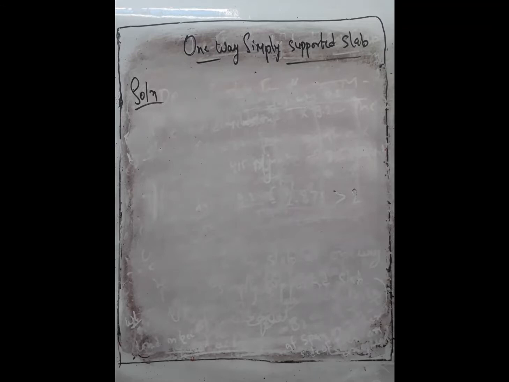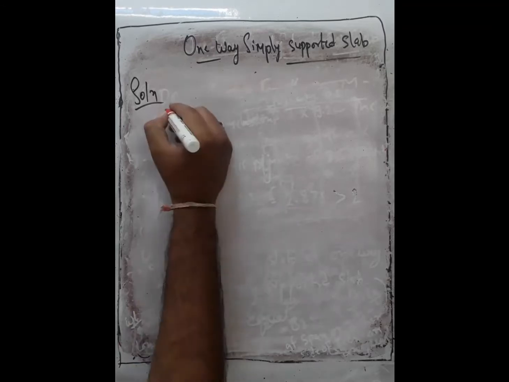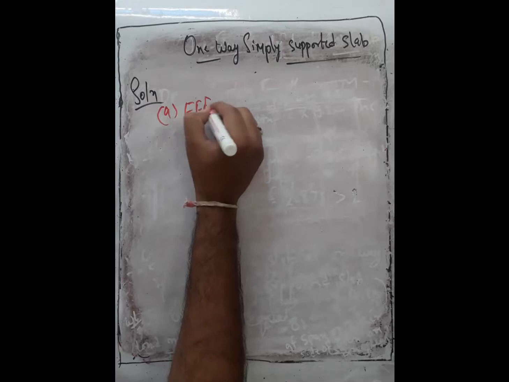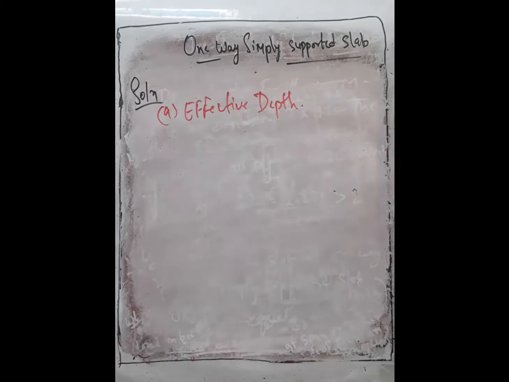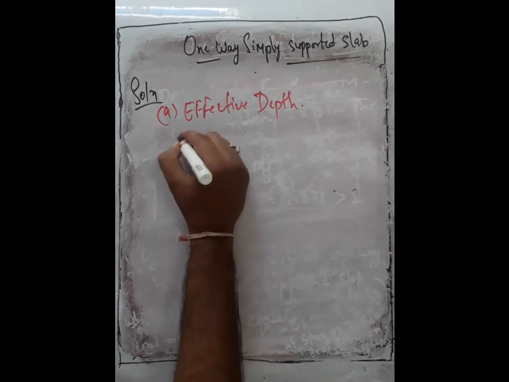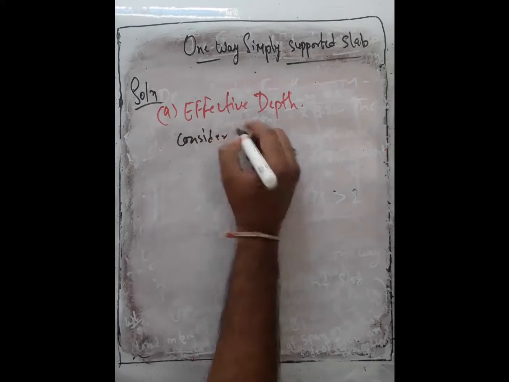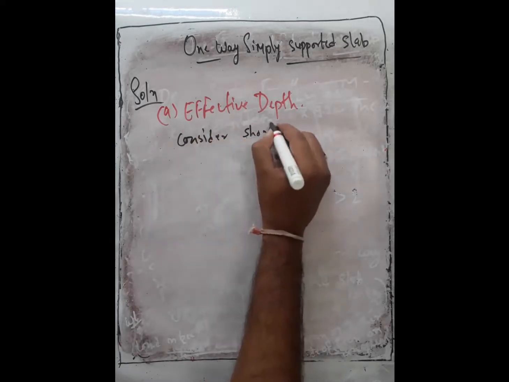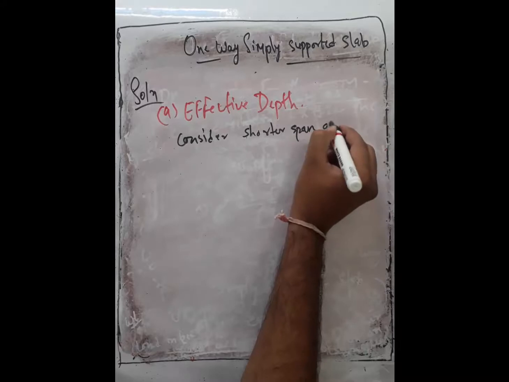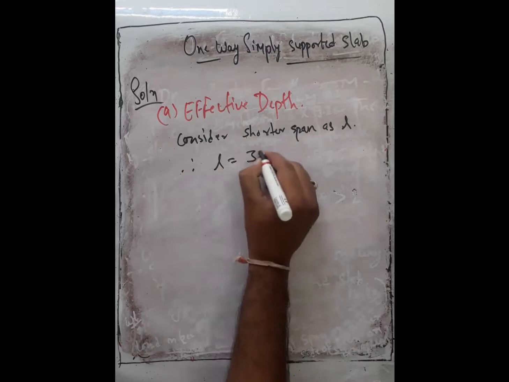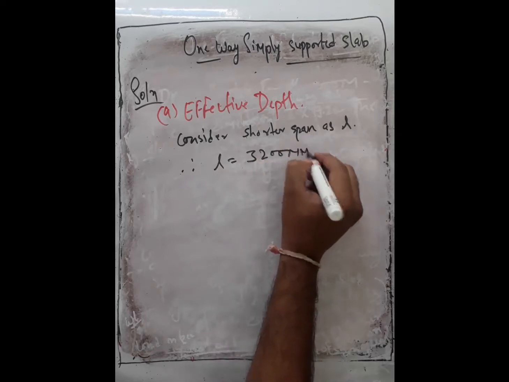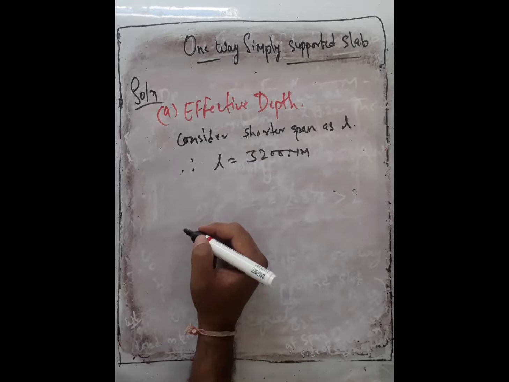Our first step is we have to find the effective depth. For finding the effective depth, we have to take the L by D ratio. For that we consider the shorter span as L. So here the shorter span is L equal to 3.2 meter, and we convert it into mm, so here we write 3200 mm.